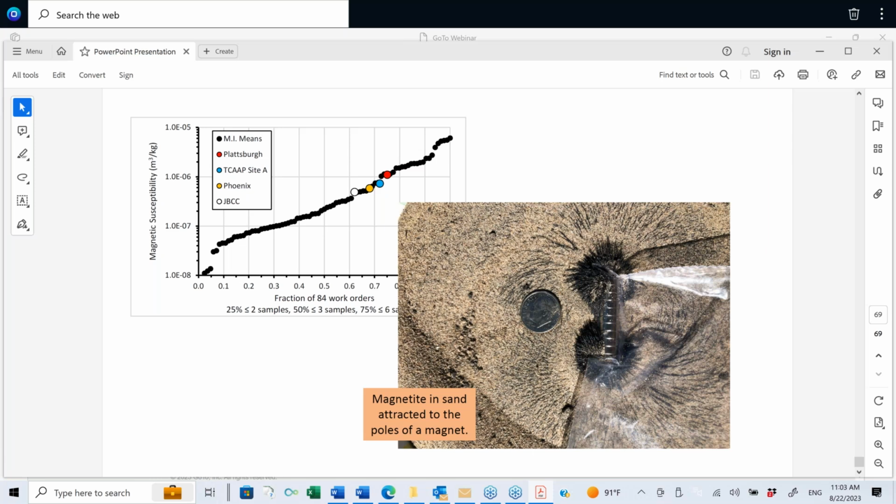But as far as I know, and I think anyone else knows, if you have magnetic susceptibility in aquifer sediment, what you're seeing by and large is going to be magnetite. That's the only stable, geologically stable mineral that has appreciable magnetic susceptibility.